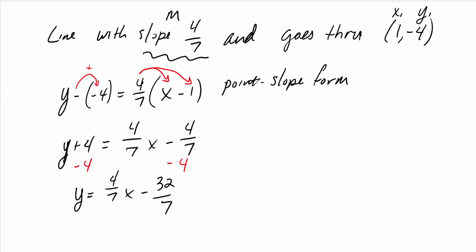And if you're asked to write an equation for a line and I don't specify that it needs to be in a certain form, point slope form is totally acceptable. If I say put it in slope intercept form, then you'll need to do that distribution step and whatnot to get into slope intercept form.